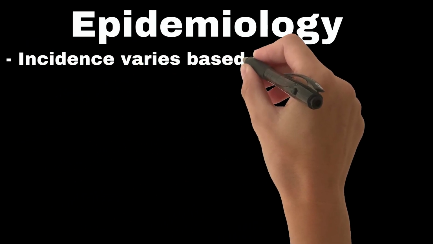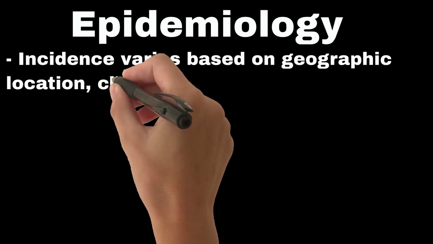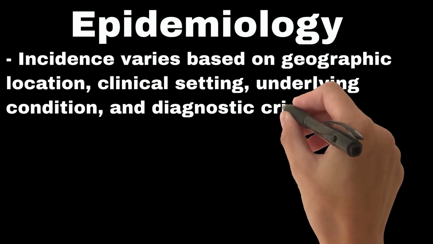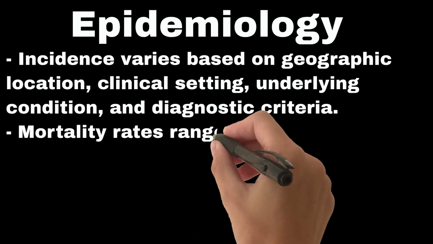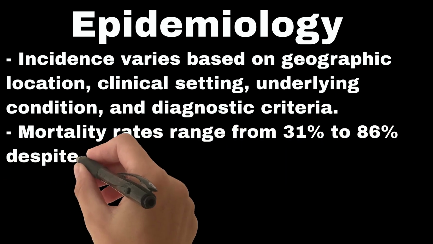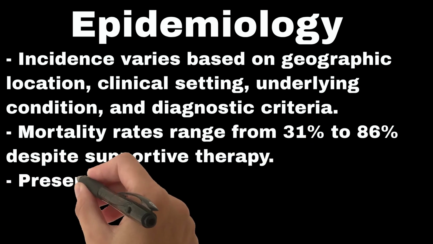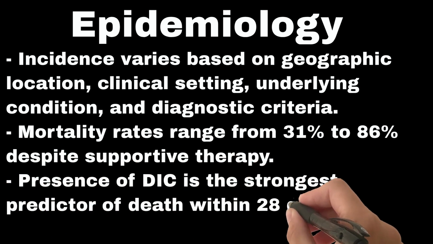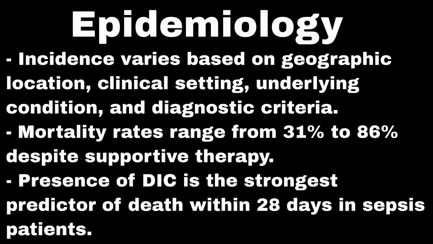Epidemiology: incidence varies based on geographic location, clinical setting, underlying condition, and diagnostic criteria. Mortality rates range from 31% to 86% despite supportive therapy. Presence of DIC is the strongest predictor of death within 28 days in sepsis patients.